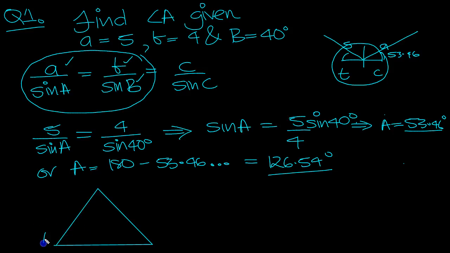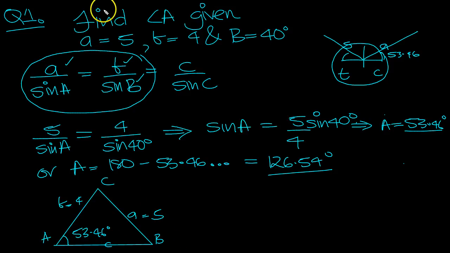Let's put the information in. So this would be A, B and C. This angle here was the 53.46, wasn't it? This opposite side A was 5. This side B is 4. Okay, and this is the side C.